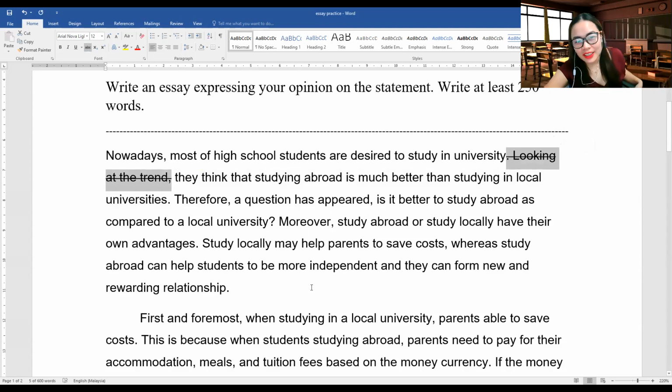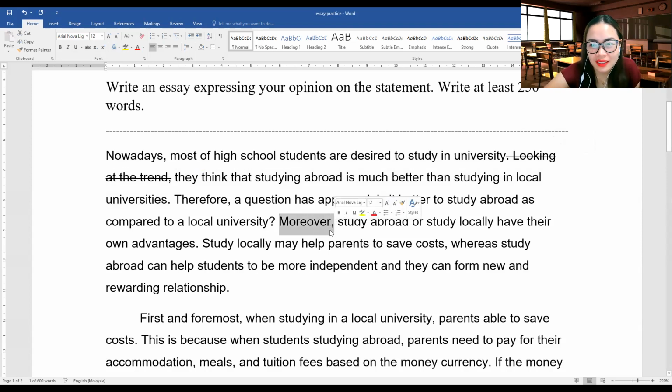All right. Now let's look at another mistake of linking words used here. Moreover. Moreover is like you add on another point. But this is the first point presented in this paragraph, so I don't think it's suitable here. All right, so these are the common mistakes of linking words used by students. So please be careful of your use of linking words.